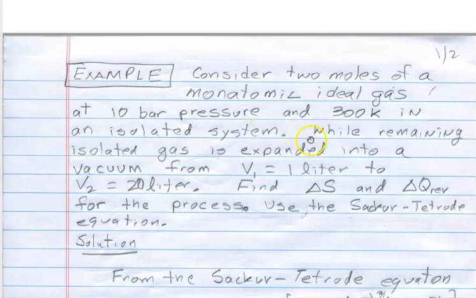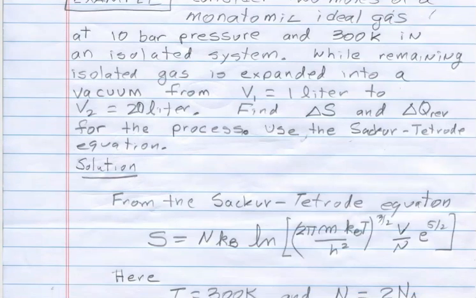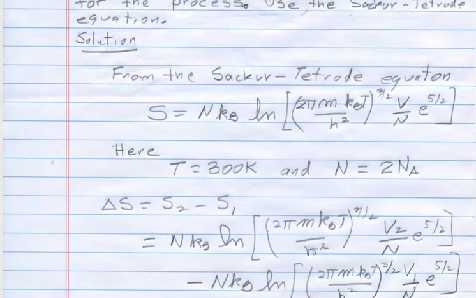So it's an isolated system, and while remaining isolated, so no heat in or out, it is expanded into a vacuum from V1, which is 1 liter, to V2, 20 liters, so initial and final. And you're asked to find delta S and delta Q reversible for the process and use the Sackur-Tetrode equation. So since they said use the Sackur-Tetrode equation, well, I wrote it down.